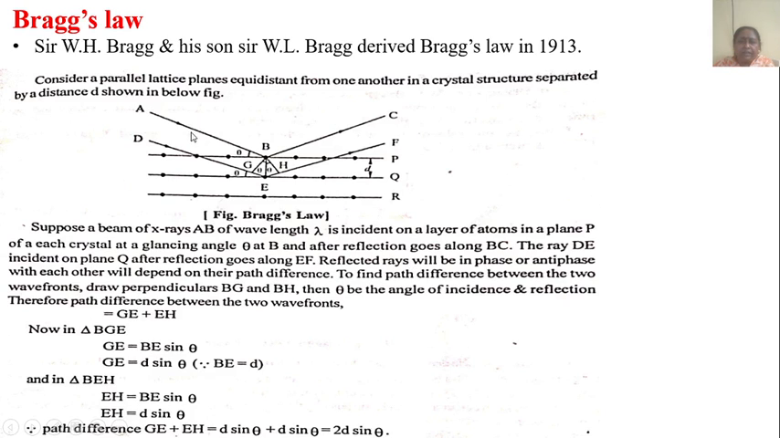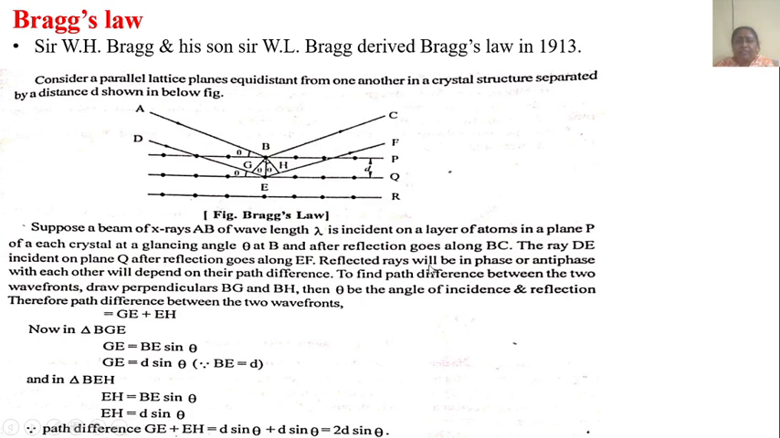See here, this X-ray beam AB is incident on the atoms in plane P of the crystal at a glancing angle theta, as shown in the figure. Then after reflection it goes along the ray BC. Now the ray DE is incident on plane Q, and after reflection it goes along EF.